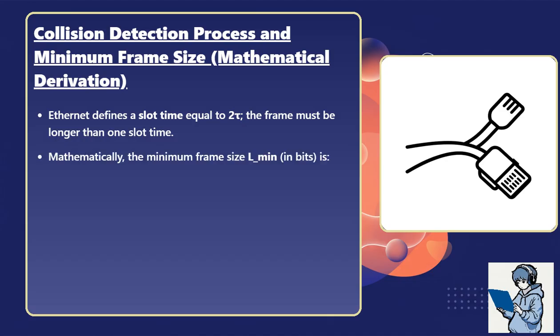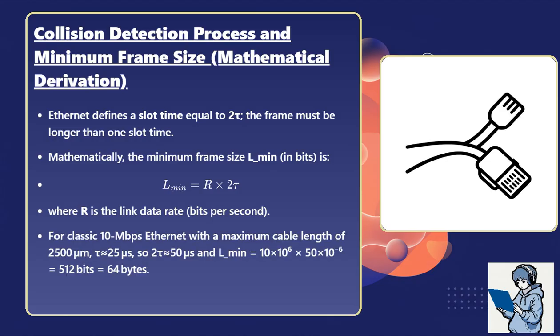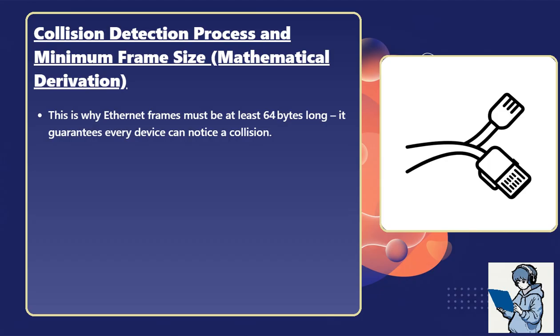Mathematically, the minimum frame size L_min in bits is L_min = R × 2 tau, where R is the link data rate. For classic 10 megabits per second Ethernet, with a maximum cable length of 2,500 meters, tau is approximately 25 microseconds, so 2 tau is approximately 50 microseconds, and L_min = 10 × 10^6 × 50 × 10^-6 = 512 bits = 64 bytes. This is why Ethernet frames must be at least 64 bytes long. It guarantees every device can notice a collision.